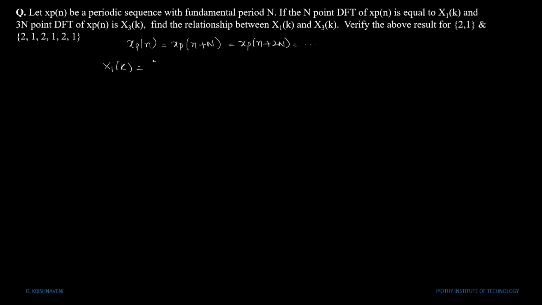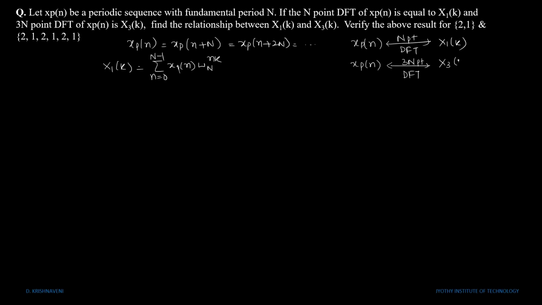N-point DFT means, what do you say? X1 of k is equal to summation n is equal to 0 to N minus 1, x1 of n W N to the power of nk. Then X1 of k is the N-point DFT of x1 of n. From x1 of n you apply the N-point DFT, you get X1 of k. Similarly, X3 of k is the 3N-point DFT of xp of n. So xp of n, apply the 3N-point DFT, you get X3 of k.